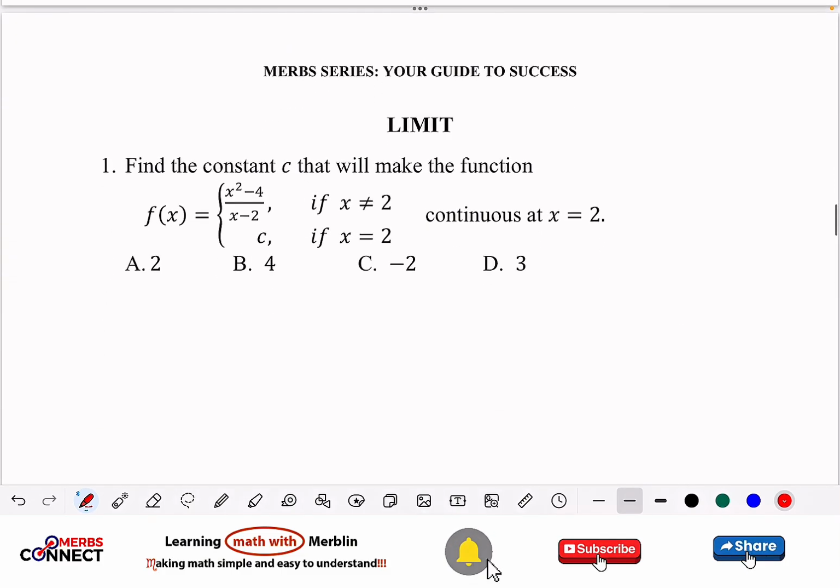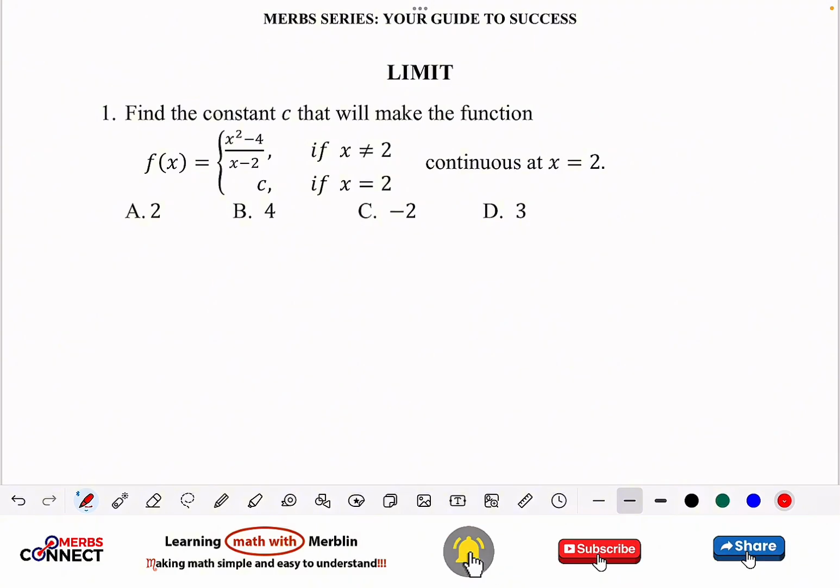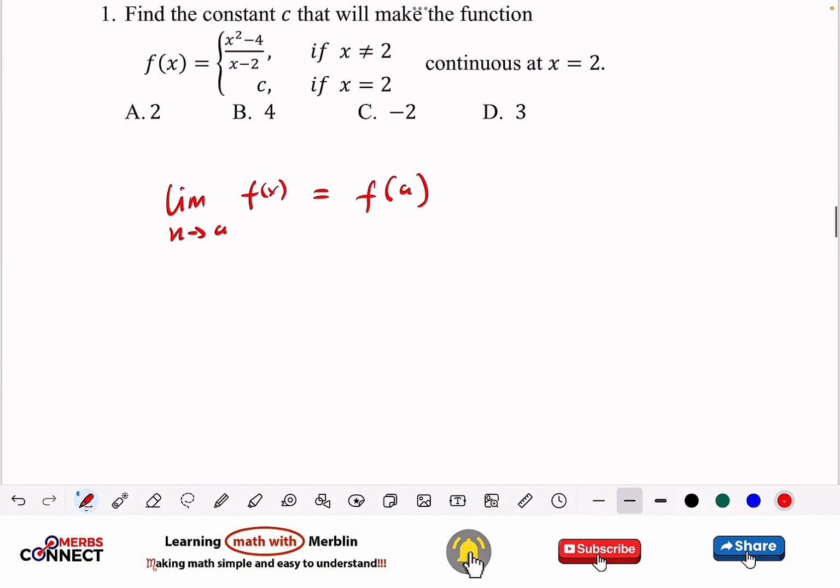Let's continue with limit. I will just go very quick because we have like 20 questions on this one too. I'll be leaving some of the questions for you to do. Now find a constant C that will make the function continuous at x is equal to 2. So continuous, as I said, anytime you have something like this, then we are going to use the last property, which says that limit as x is approaching a of f of x should be the same as f of a. So this is what you are going to use because of this here.